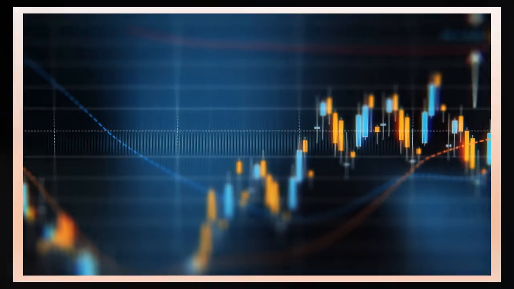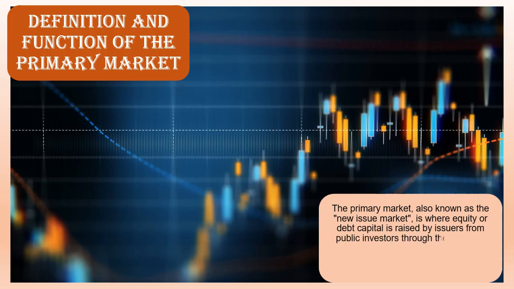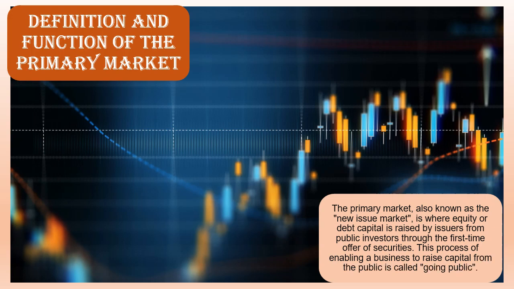Definition and function of the primary market. The primary market, also known as the new issue market, is where equity or debt capital is raised by issuers from public investors through the first-time offer of securities. This process of enabling a business to raise capital from the public is called going public.